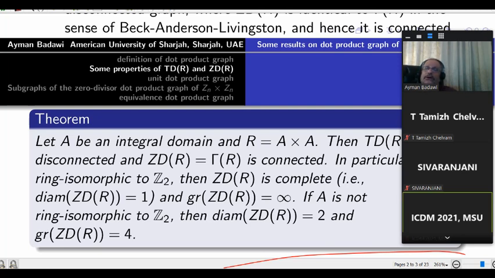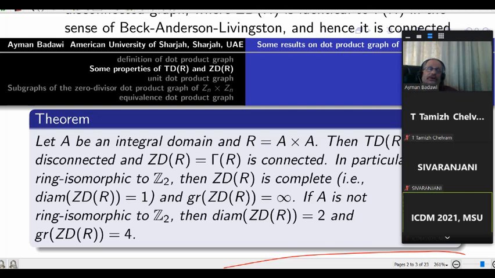Back and forth. If I know the graph, maybe I can get some information about the ring. And if I have enough information about the ring, then maybe I will be able to construct the graph. So if you have an integral domain and R is A cross A, then the total dot product graph TD(R) is disconnected. So it will be disconnected, completely disconnected.